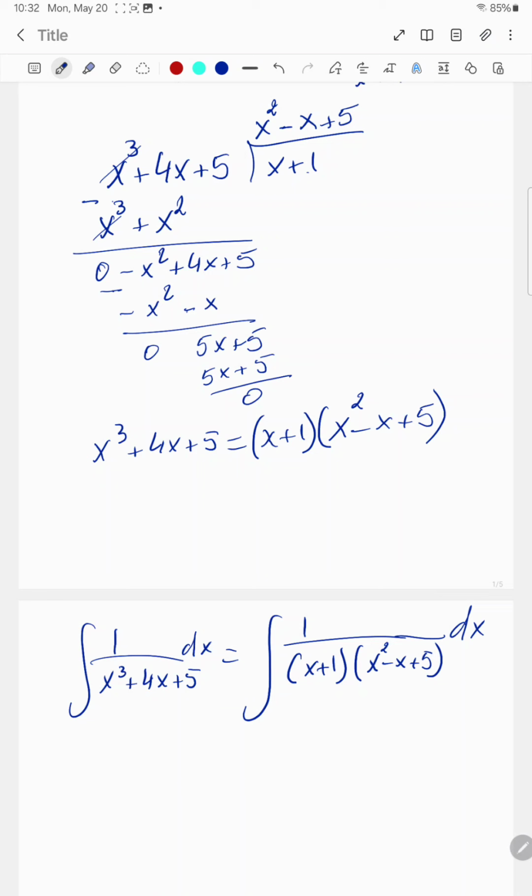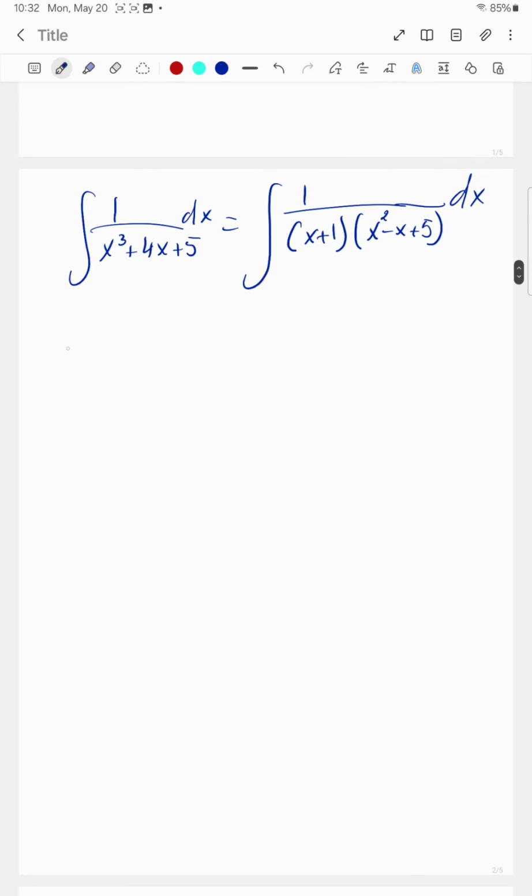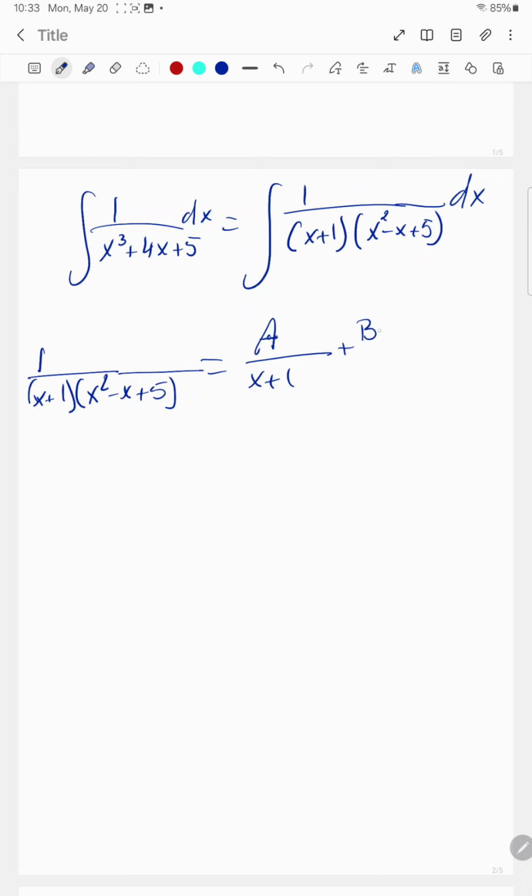So this becomes integration by decomposition into partial fractions. So now I can write, without the integral, let's take out the integral, 1 over x plus 1 times x squared minus x plus 5 equals a divided by x plus 1 plus bx plus c divided by x squared minus x plus 5.